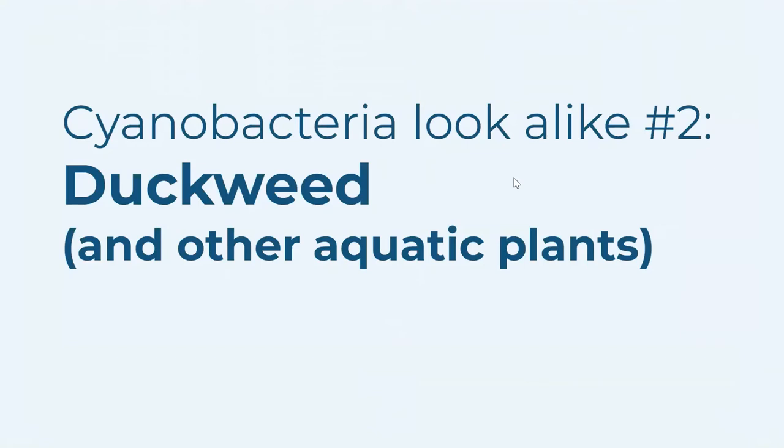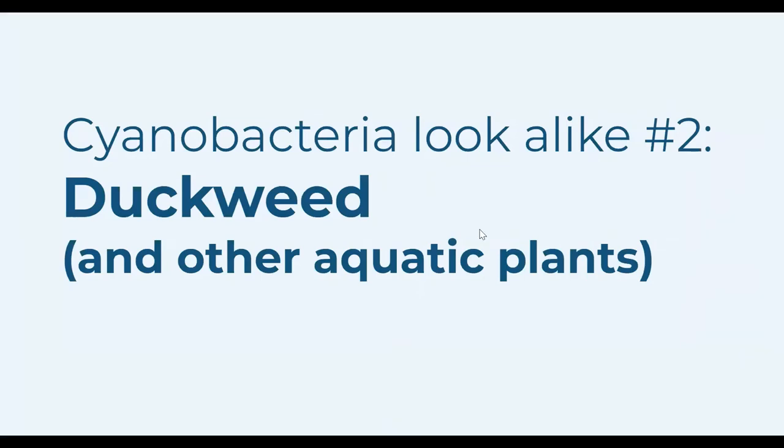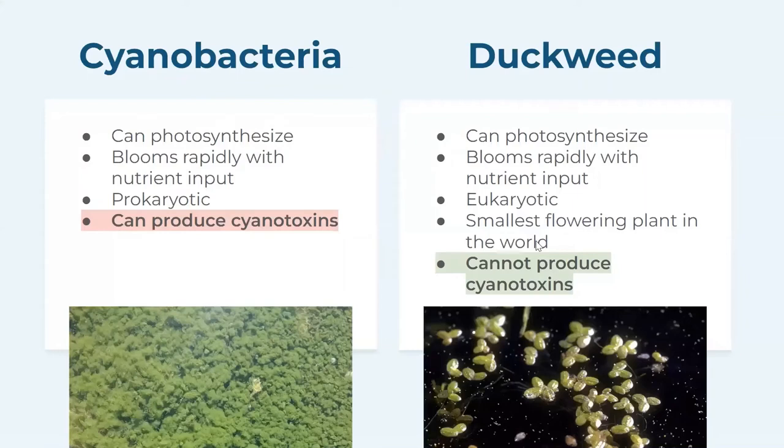This is another cyanobacteria lookalike called duckweed, and other aquatic plants are sometimes confused for cyanobacteria. Going back, when you can see those little leaves, that is obviously not cyanobacteria, but especially when you're just looking at a water body from a distance, it can be easy to mistake these two. However, they're not the same thing. While both, once again, photosynthesize and have the potential to bloom rapidly if there's nutrient input, duckweed is a plant. Fun fact, it's actually the smallest flowering plant in the entire world.